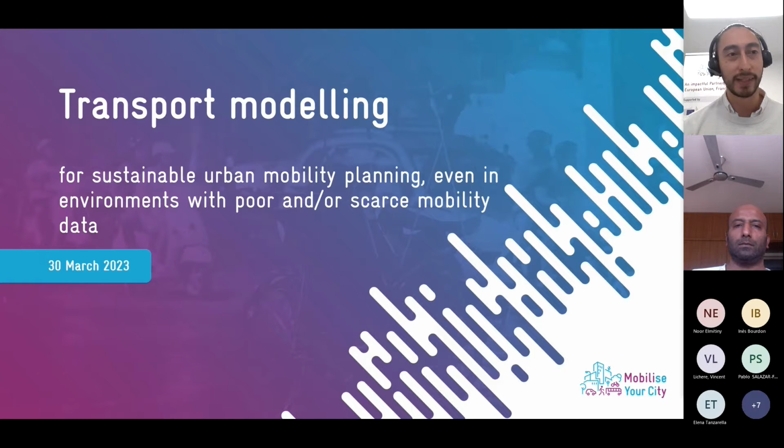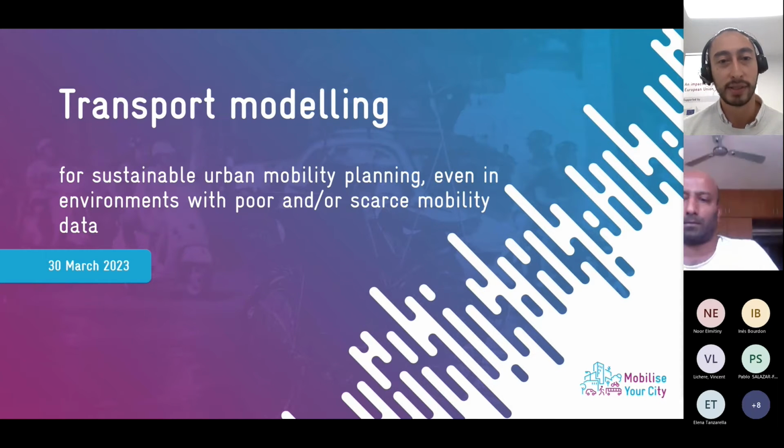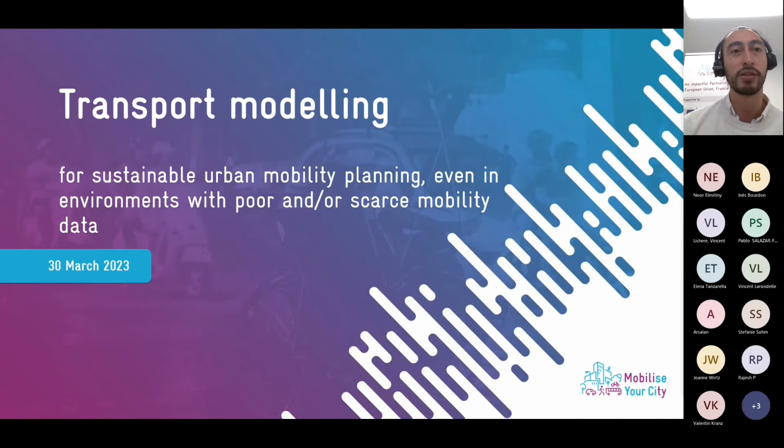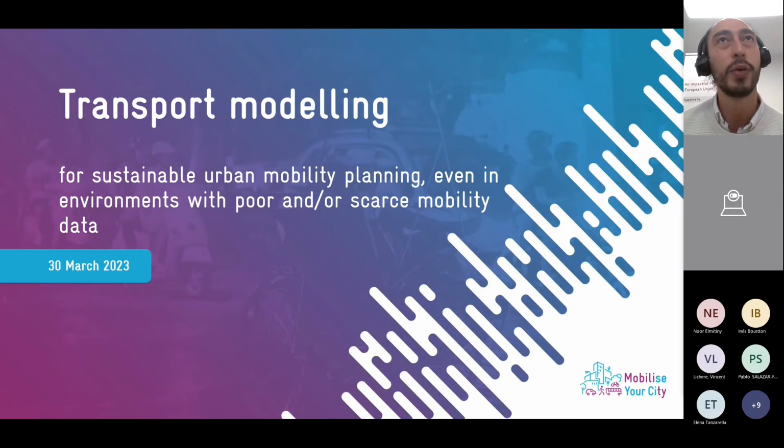We're going to have this training session online about transport modeling for sustainable urban mobility planning, even in environments with poor and/or scarce mobility data. This is part of a series of trainings after the Mobilize Your City SUMP guidelines launch. A few weeks ago, we had a session specifically explaining the guidelines, and then we will have these sessions and two others going through the SUMP cycle.